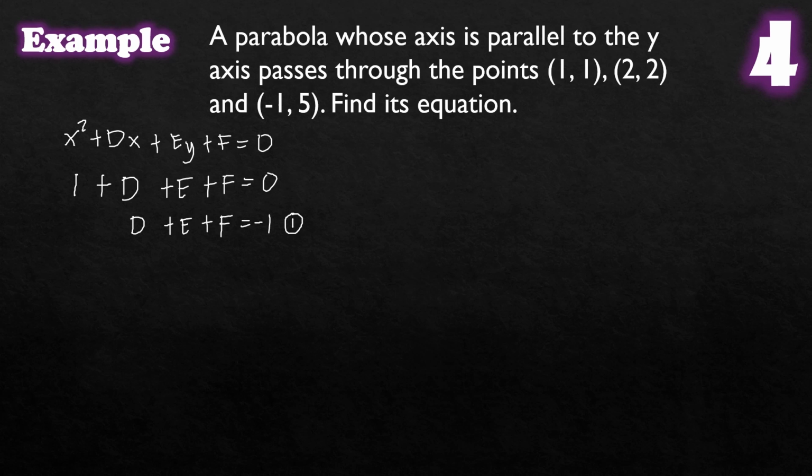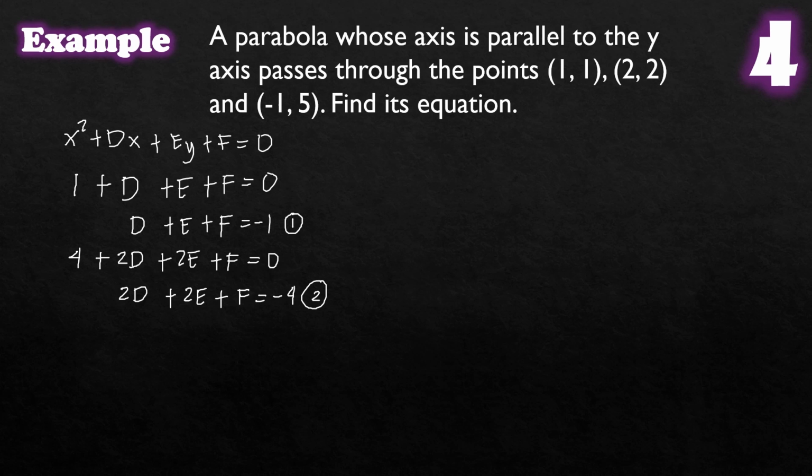Substituting the point (2, 2) to our equation, we will have 2 squared, that is 4, plus 2 times d plus 2 times e plus f is equal to 0. Then we have 2d plus 2e plus f equals negative 4. Let us call this our equation 2.